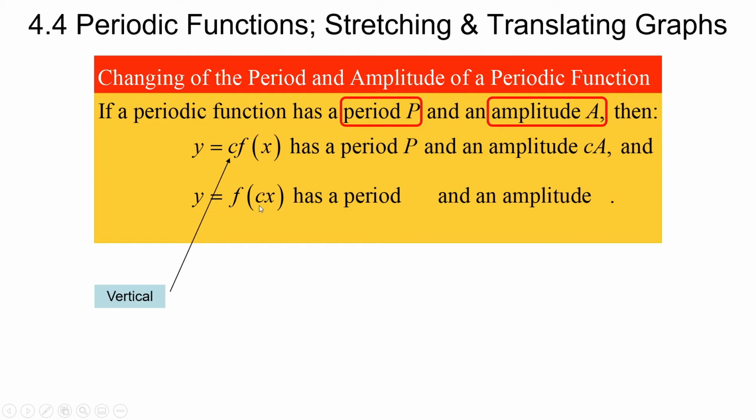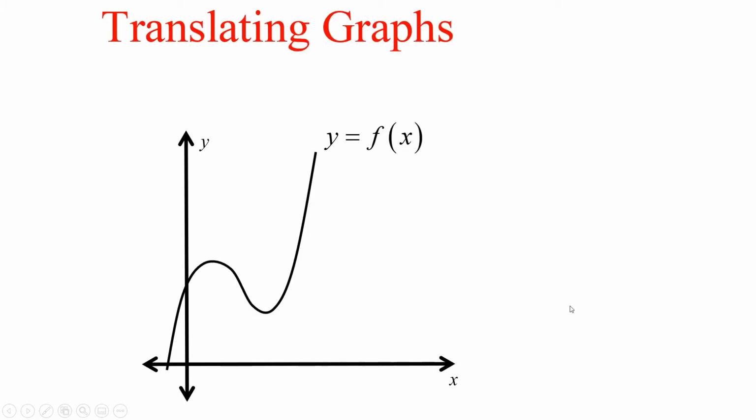And y equals f of cx. Well, this c, we're multiplying the independent variable x by. All right? So that is not going to affect the amplitude, but it will affect the period. The c divides the period, so if the period was p, the period is now p over c. And the amplitude stays the same. The amplitude will still be the a right there. Oh, that's so big.